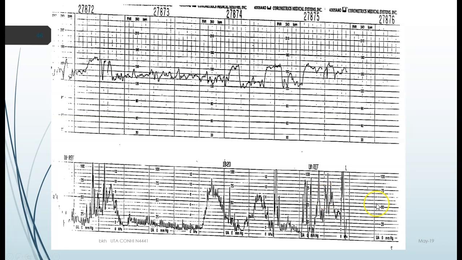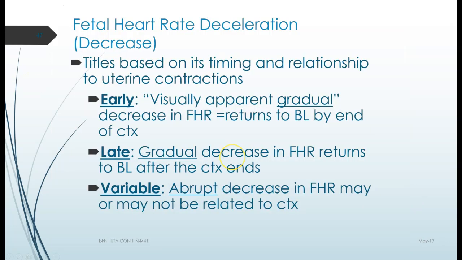Fetal heart rate deceleration. Just like if you decelerate your car, you slow it down. And the title is based on when this decrease happens in relationship to the uterine contraction. With an early and a late, you can only have those if you're having contractions. You cannot have an early or a late in the absence of contraction. Since they happen with a contraction every time, those are called periodic patterns.